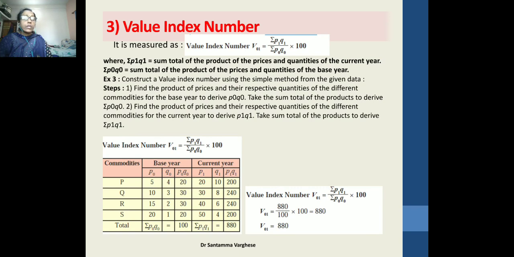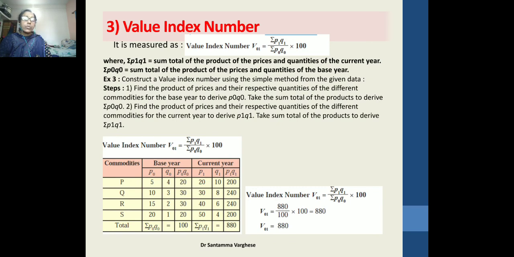Now the current year also we have to calculate. P1 is 20, 30, 40, 50 and Q1, the quantity, is 10, 8, 6, 4. Multiplying 20 by 10 we got 200, 30 with 8 we got 240, 40 with 6 we got 240, 50 with 4 we got 200. Thus, the summation of P1 Q1 is 880.